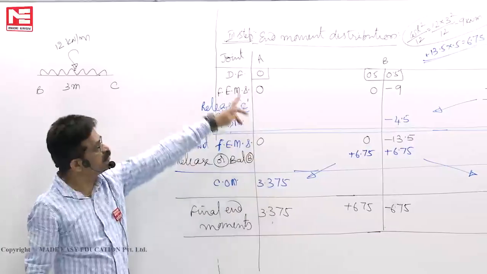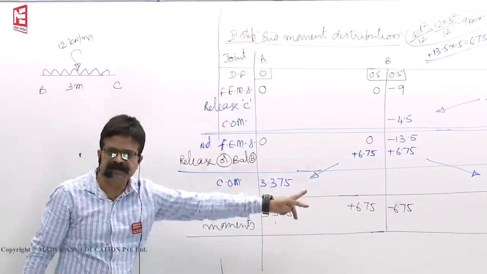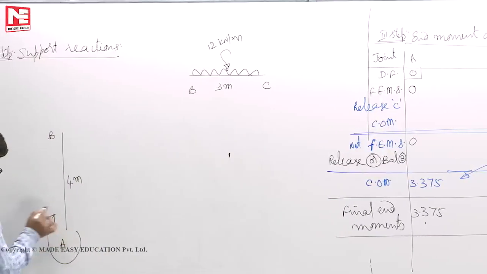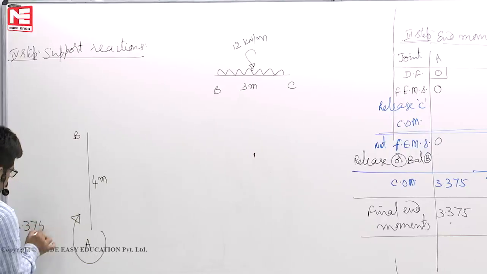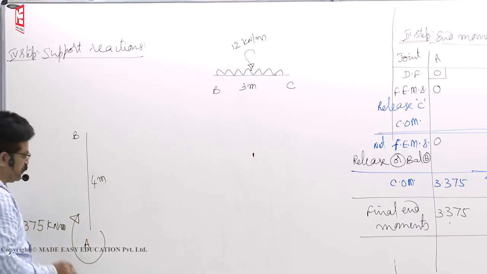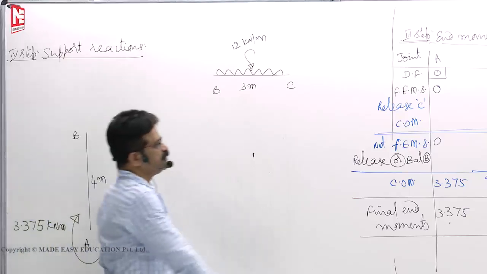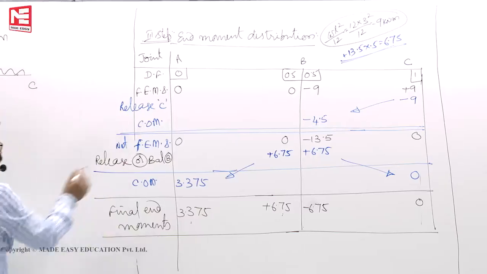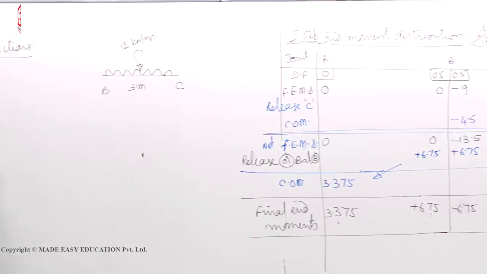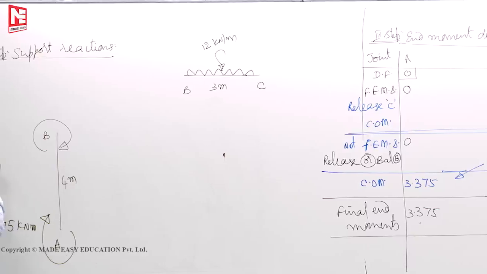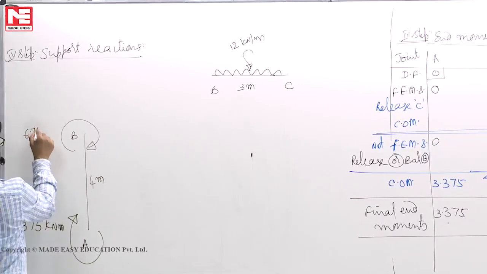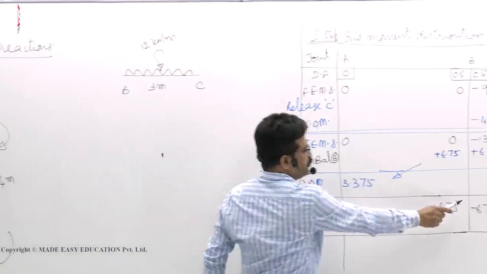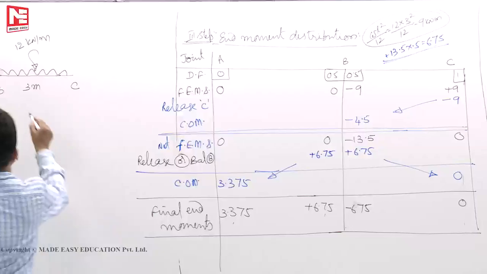How to read this one? At A, for the member AB, plus 3.375, clockwise. This value is 3.375 kilonewton meter, at A for the member AB. Now come to this one, 6.75 at B for the member BA, plus 6.75, plus means clockwise, 6.75 kilonewton meter. Next, at B for the member BC, minus 6.75.